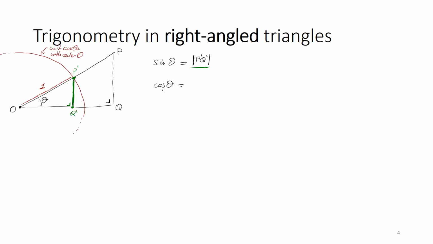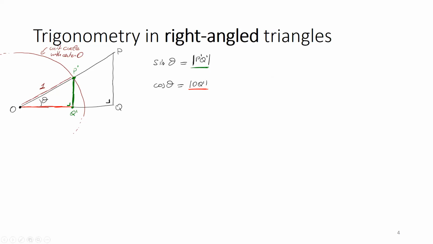And then cosine theta, well, what is cosine theta? Cosine theta is the x coordinate of the point P prime. So it's the length of this segment right here that I shade in red. So the length of OQ' in red. And now, what does that tell me about my bigger triangle?